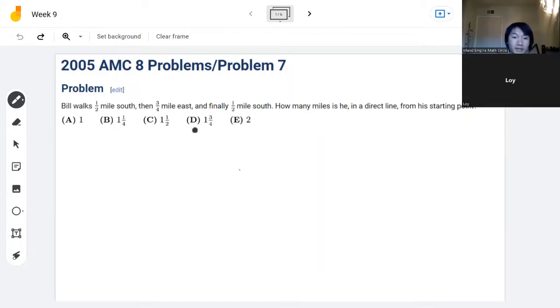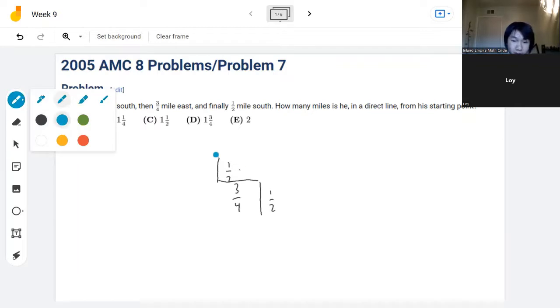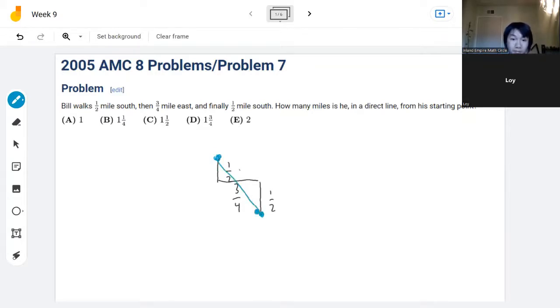So let's first draw a diagram to see where he's walked. He's walked 1/2 mile south. He walks 3/4 of a mile east. So he walks this way, 3/4 of a mile, and he walks another 1/2 mile south. So we need to find the distance from the starting point, which was here, to his ending point, which is here. We can do this really easily using the Pythagorean theorem to find a straight line.